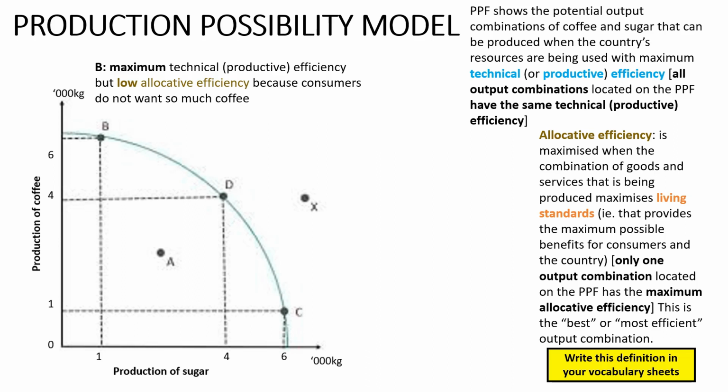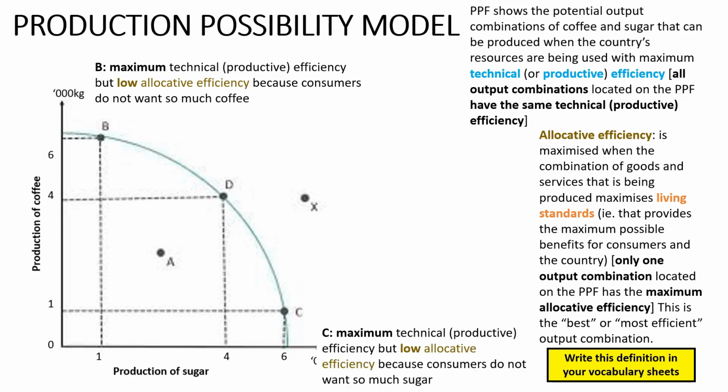For example, many consumers are likely to prefer their coffee to be sweetened with sugar and so would want more sugar to be produced. Equally, consumers are unlikely to want so much sugar and so little coffee as would be produced at point C. While consumers may want some sugar to sweeten their coffee, they don't want to drink hot sugar rather than hot coffee, and so would want more coffee to be produced.